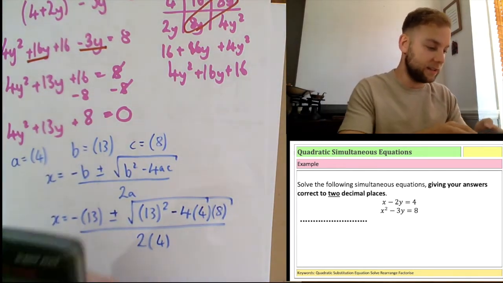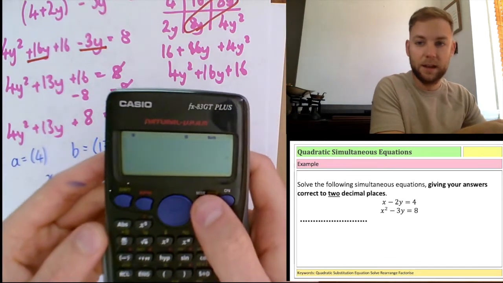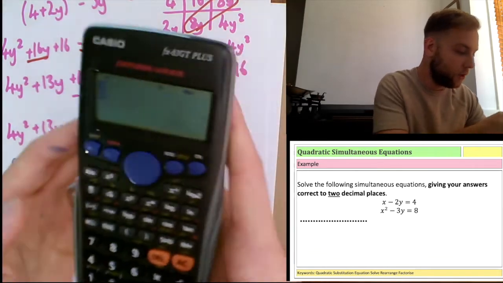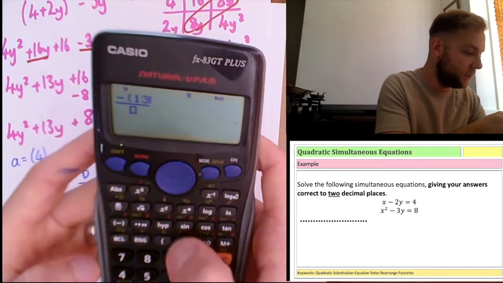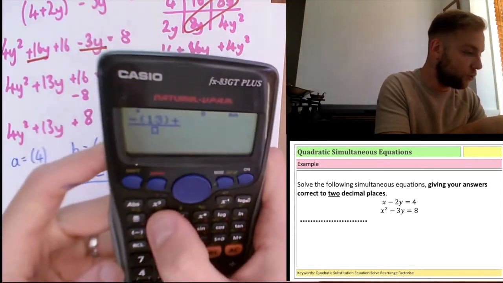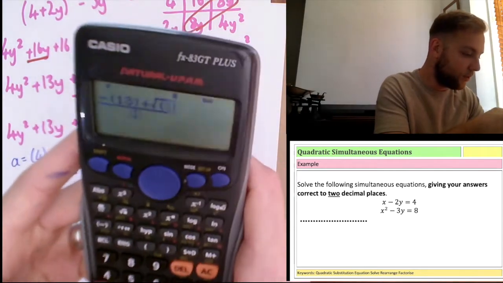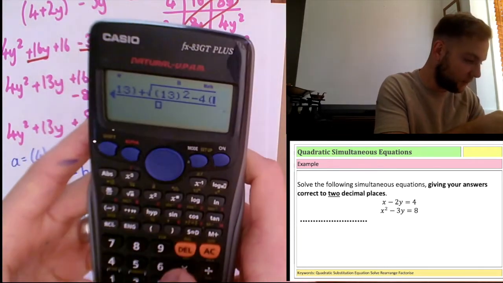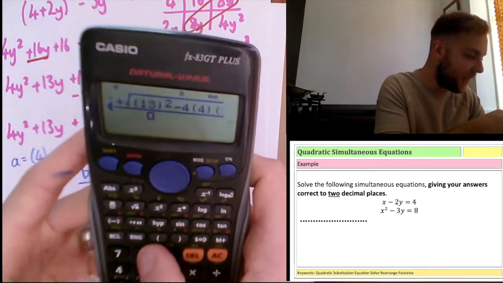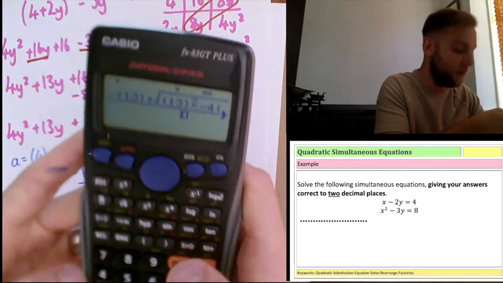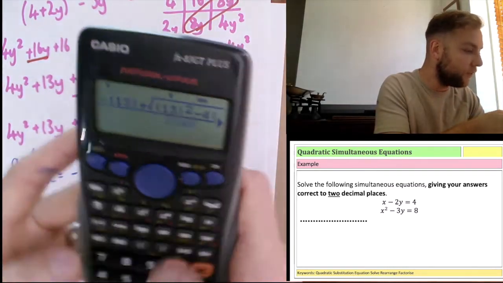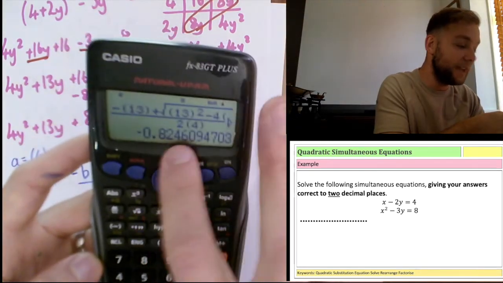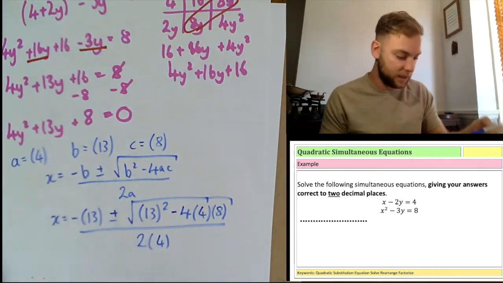So here on your calculator, we press the fraction button first. So minus bracket 13 close bracket plus the square root of bracket 13 bracket squared minus 4 times by 4 times by 8. Brilliant. So all over 2 times by 4. Super. Let's put that in. So I end up with this horrible, but we're expecting it to be horrible because it's set to 2 decimal places.